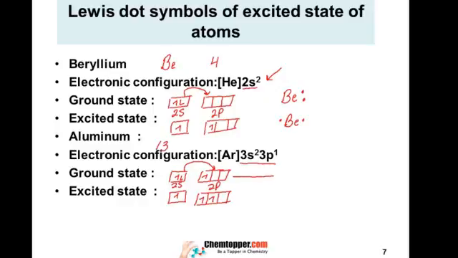So the ground state Lewis dot symbol of aluminium is Al with a pair of electrons and 1 single electron. Whereas in the excited state, the symbol is with 3 unpaired electrons.